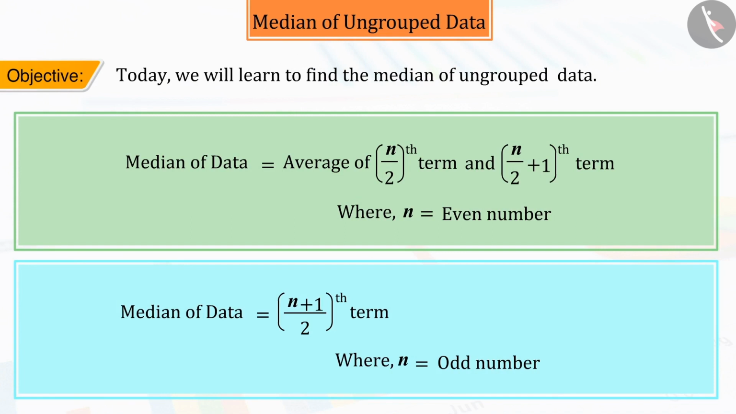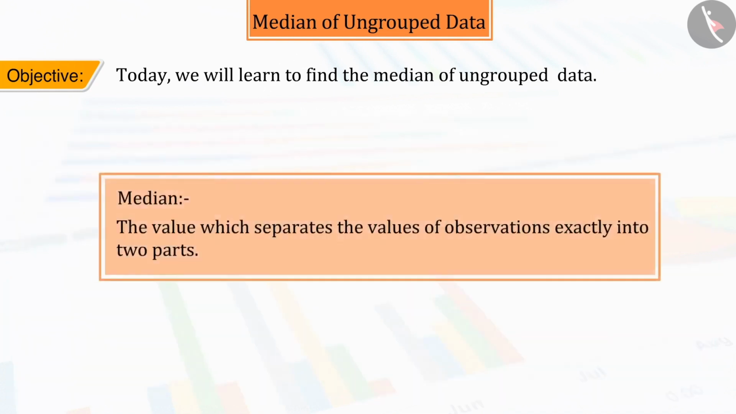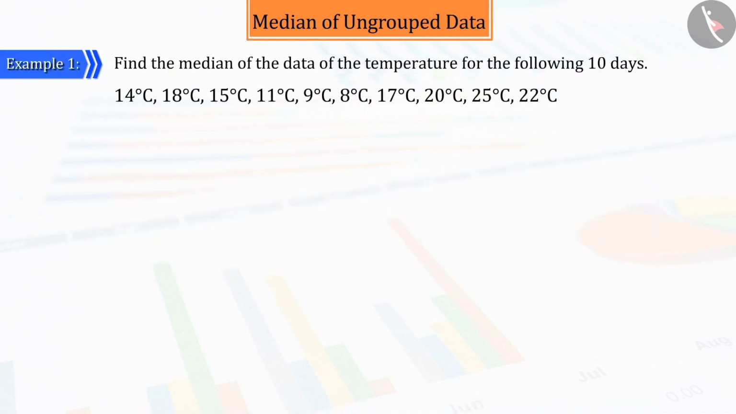We can assume from the name median that there must be some involvement of a center point here. This means that the median is the value which separates the values of observations exactly into two parts. Can you tell what would be the median of the temperature of the following 10 days?